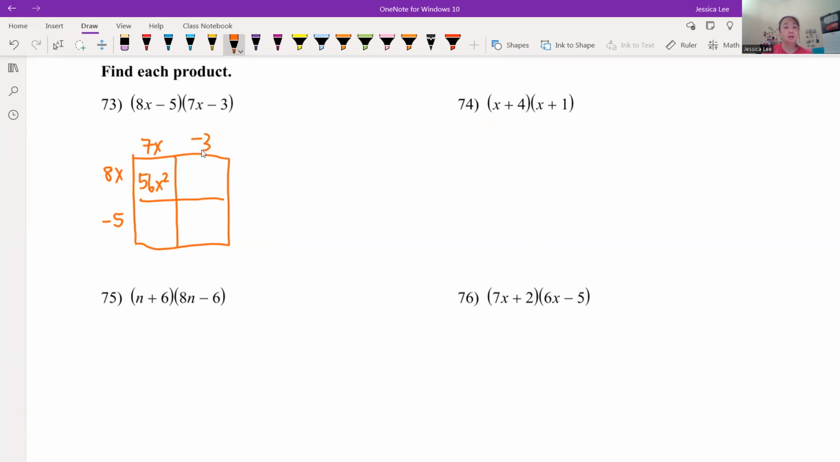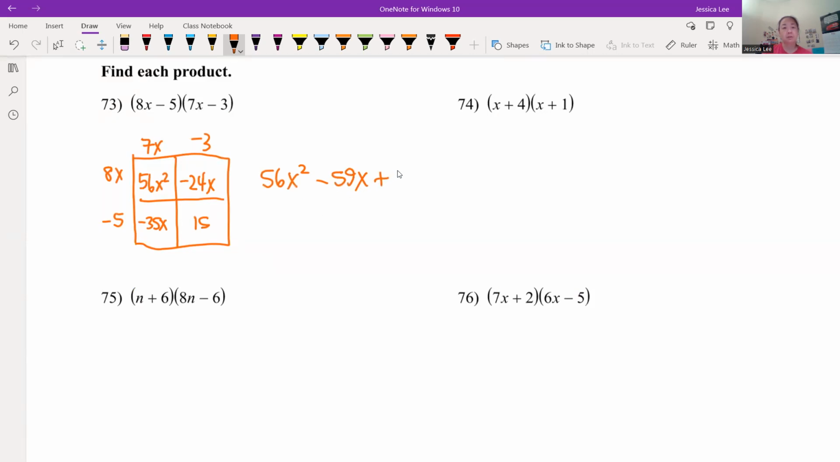Same thing with this one. This is 8x times negative 3, which is negative 24x. How come it's not squared? Because we only have one x that we're multiplying. Same thing on the bottom. Negative 5 times 7x is negative 35x. Negative 5 times negative 3 is positive 15. So now we're going to combine like terms here. We got 56x squared. Negative 35x minus 24x is going to be negative 59x.